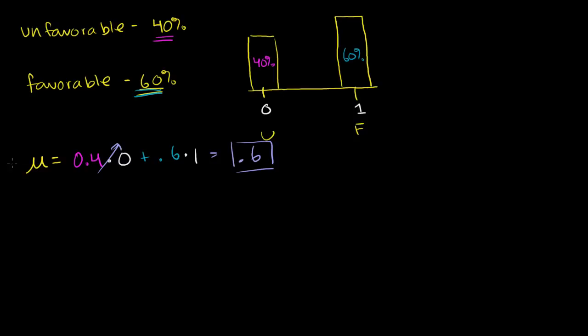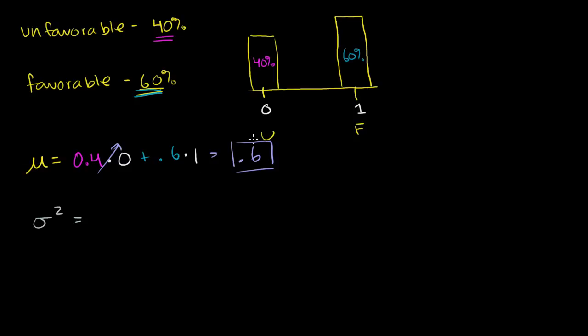So the variance, let me write it over here. Let me pick a new color. The variance is just, you could view it as the probability weighted sum of the squared distances from the mean, or the expected value of the squared distances from the mean.